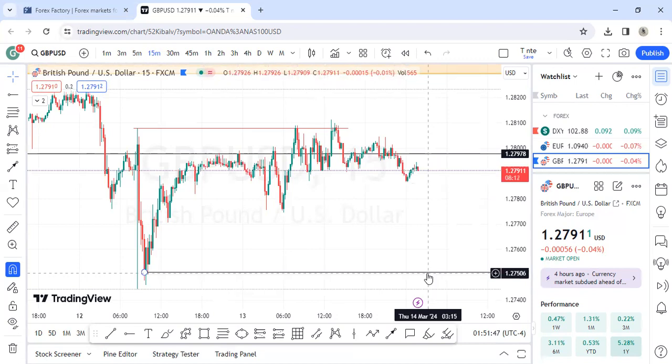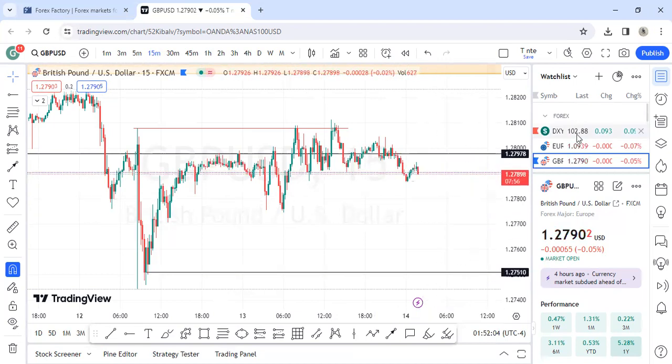Since we are expecting some kind of bullishness on the dollar, this might be the target for today or tomorrow. Let's see. I feel that price might sell off from here down to this point here, so let us keep an eye on that.